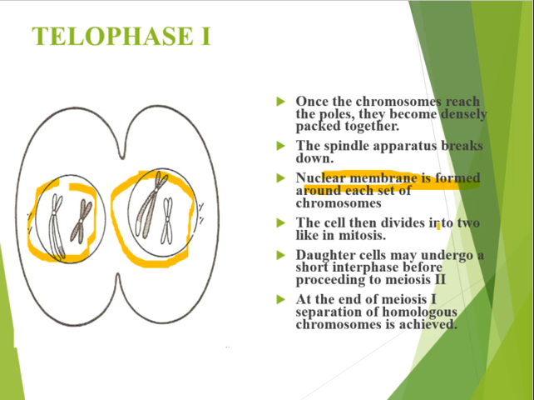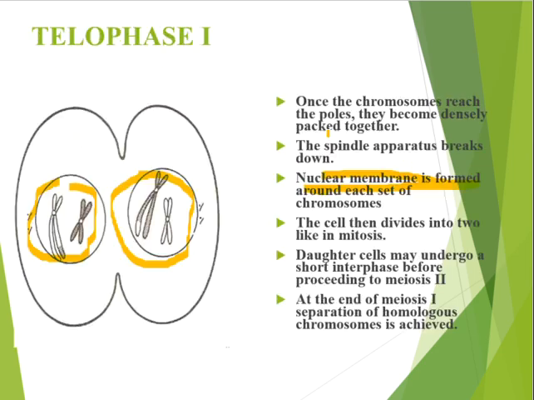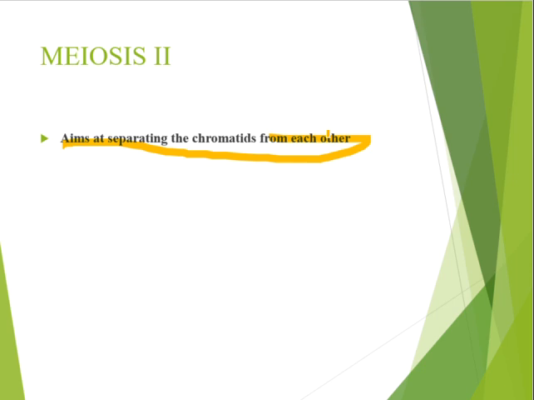And when we say the daughter cells undergo a short interphase, there is replication of genetic material. There is also formation of new cell organelles, for example, mitochondria, and maybe the Golgi apparatus. Let's move to meiosis II, and it aims at separating the chromatids from each other. Previously, we said meiosis I aimed at separation of homologous chromosomes, but meiosis II aims at separation of chromatids.